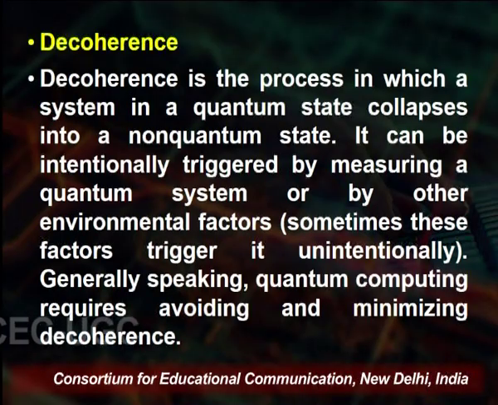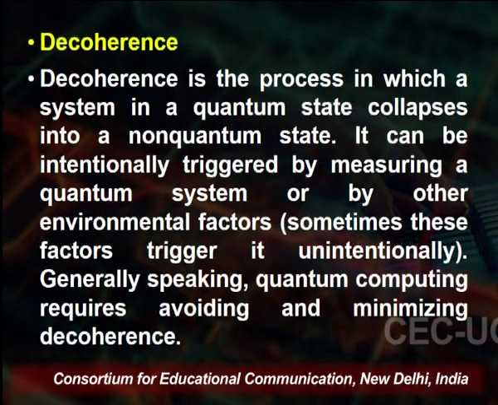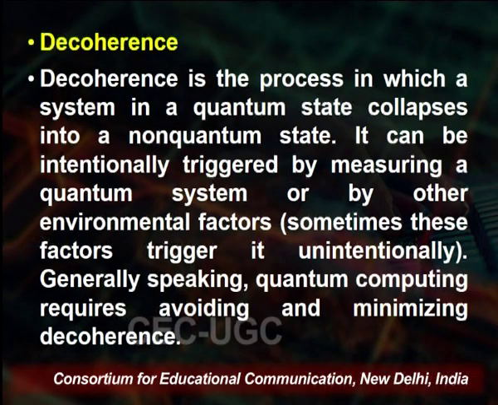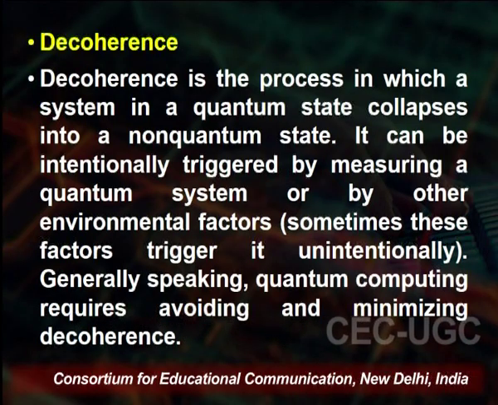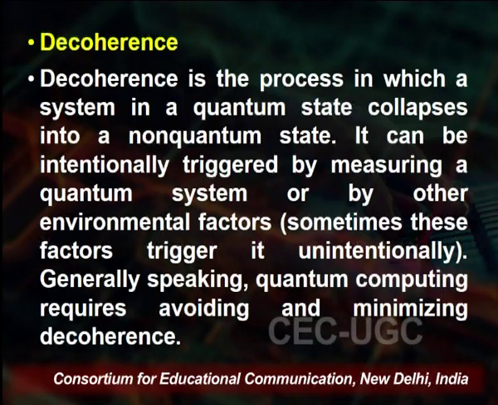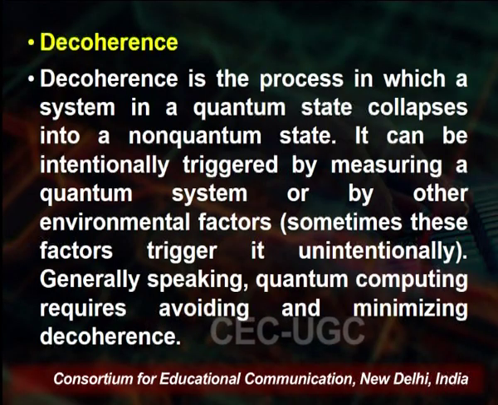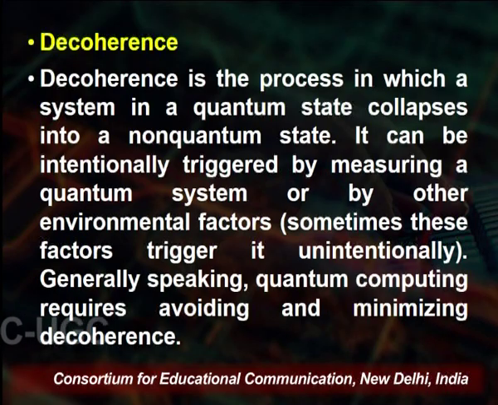Another is decoherence. Decoherence is the process in which a system in the quantum state collapses into a non-quantum state. I mean, once a system is in the quantum state but it collapses and reaches a non-quantum state, then it is decoherence. It can be intentionally triggered by measuring a quantum system or by other environmental factors. Sometimes these factors trigger it unintentionally. So generally speaking, quantum computing requires avoiding and minimizing decoherence. Decoherence is something we don't require, so we have to keep that in mind.